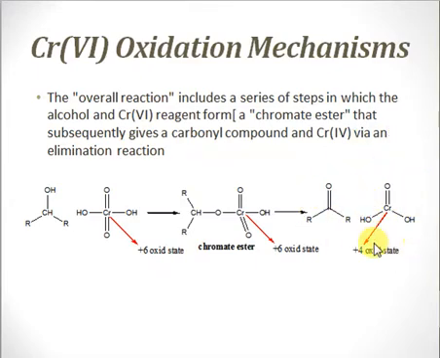This chromium that's in oxidation state 4 can be further oxidized. It can lose one more electron, and when it loses one electron, it will be converted into chromium 3. Chromium 3 cannot be further oxidized. So oxidation will take place until chromium returns to oxidation state 3. That's why we are using chromium with oxidation state 6.